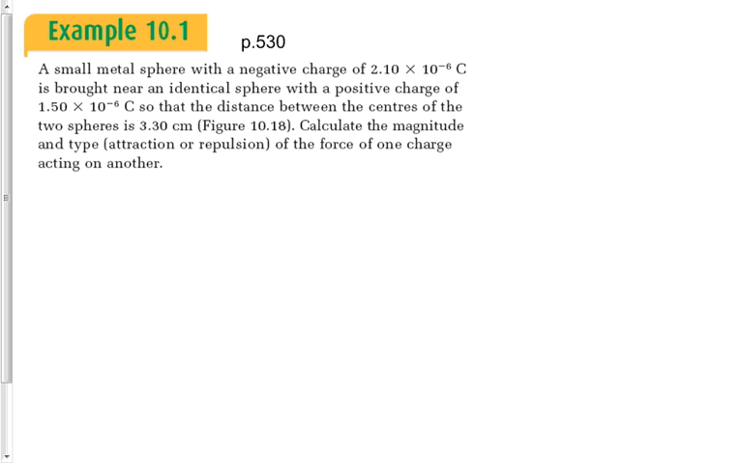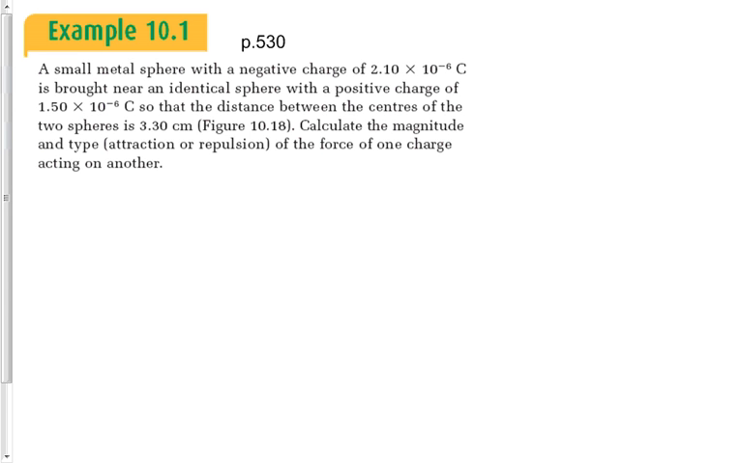Okay, let's take a look at a pretty straightforward example here, question number 10.1. A small metal sphere with a negative charge of 2.1 times 10 to the negative 6 coulombs is brought near an identical sphere with a positive charge so that the distance is 3.30 centimeters. What's the magnitude and the type of the force of one acting on the other?